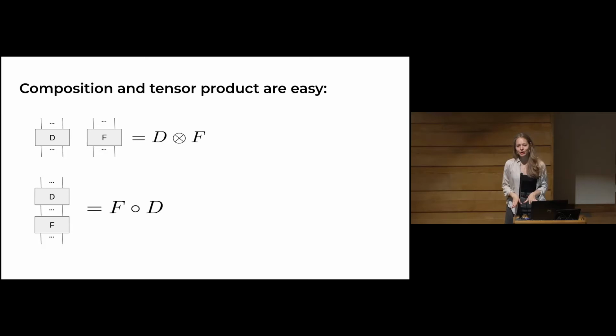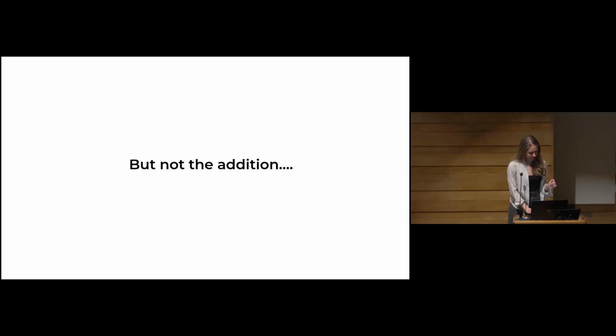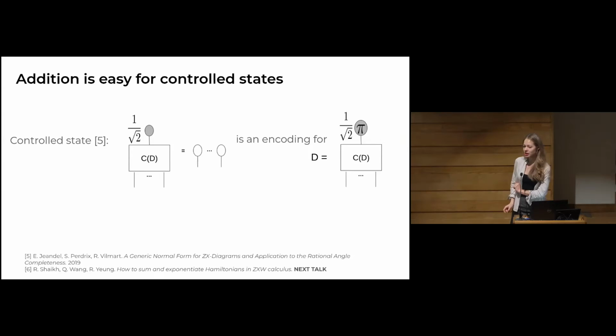Why ZX is so good for quantum computing is basically because it is pretty natural and easy to perform two very important things: tensor product and composition, but not the addition. So things are getting worse with the addition. But it turns out that there are special diagrams for which the task is actually a little bit easier.